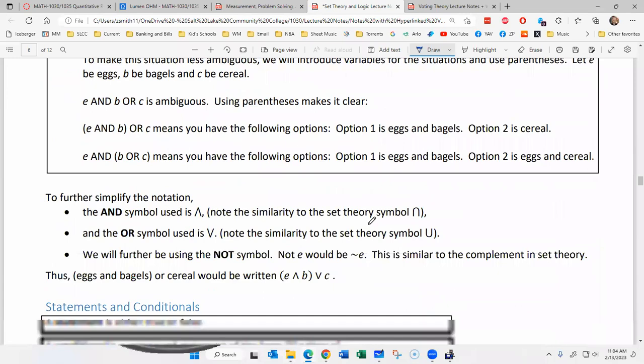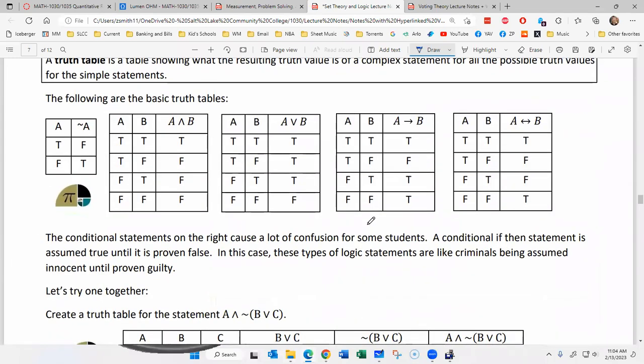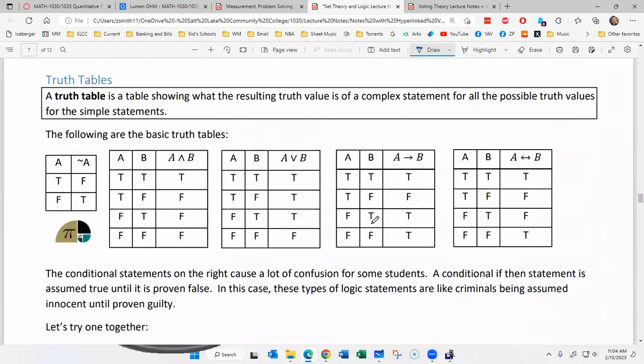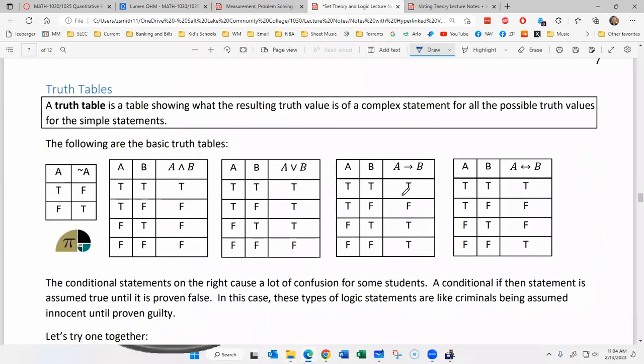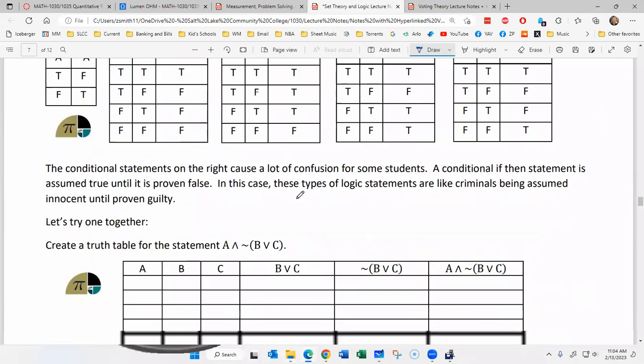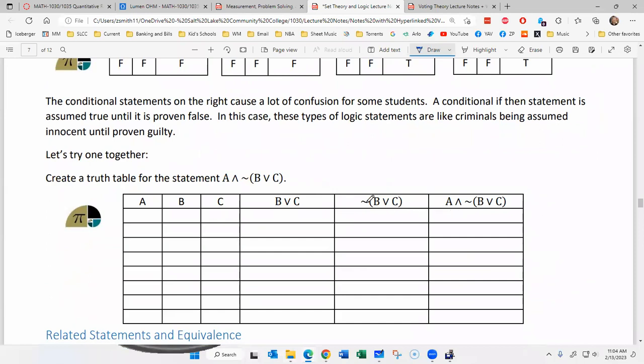All right, logic. I think the most important thing to do is to go over these truth tables, because this really causes students a lot of trouble. Now we have this tilde symbol. This means the opposite. So if A is true, the opposite of A is false. If A is false, the opposite of A is true. That just means the opposite. Take whatever the stuff inside is and switch it.